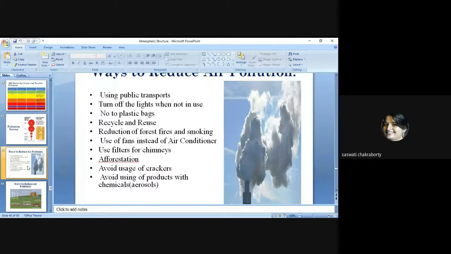Okay. No to plastic bags. Now, how do plastic bags have an effect? Any idea? Burning of plastic bags produces toxic and poisonous gas in our environment. Exactly. Poisonous hydrocarbons.